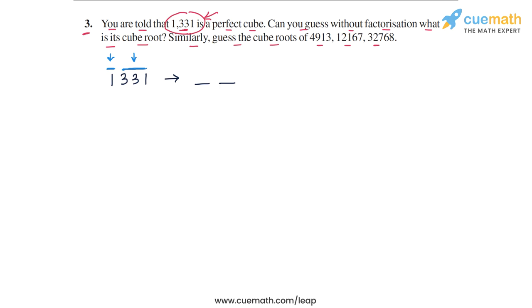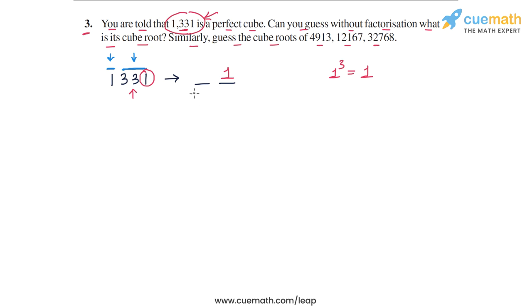Now first we will determine the units digit of the cube root, and for this purpose we take the first group on the right, which is 331. This group ends in the digit 1. So think about that digit whose cube ends in 1. The only such digit is 1, because 1 cube is equal to 1, and no other digit is such that its cube ends in 1, and therefore 1 will be the units digit of the cube root. So in the units digit of the cube root we will write 1.